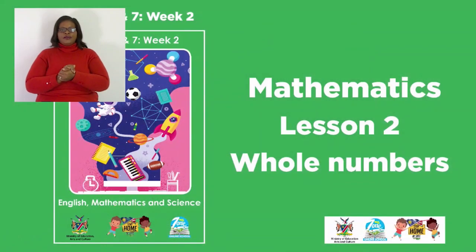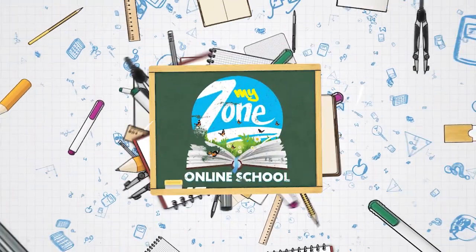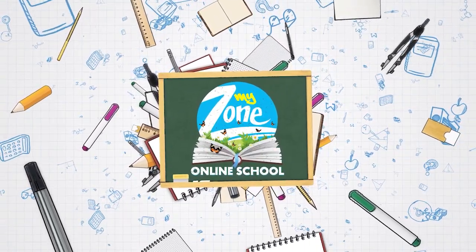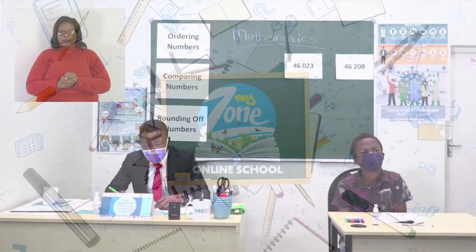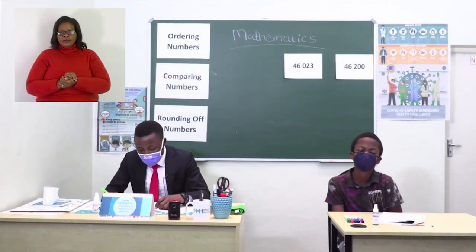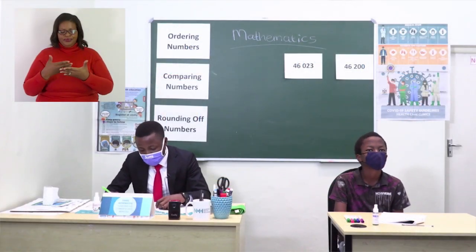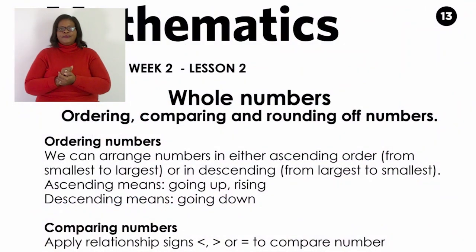Our lesson for today will be whole numbers. So we are now on page 13. Let us go to page 13. We'll start with the whole numbers, whereby the objectives of that lesson will be ordering, comparing, and rounding of numbers. So we'll start with ordering numbers.